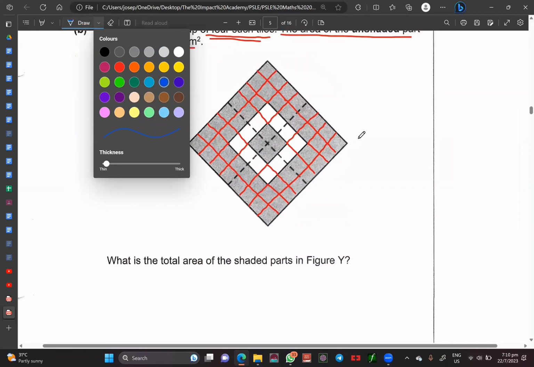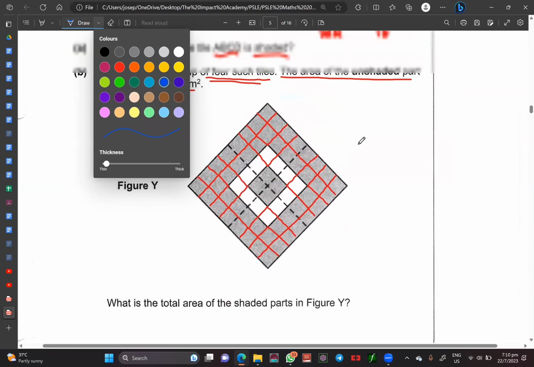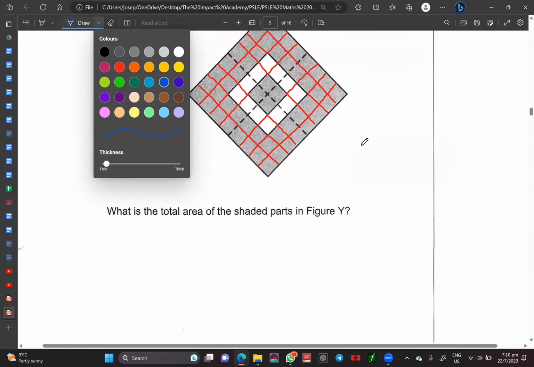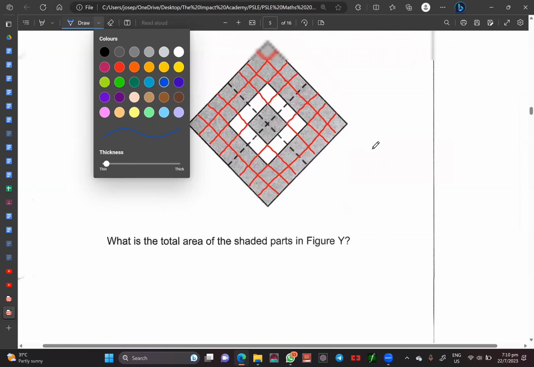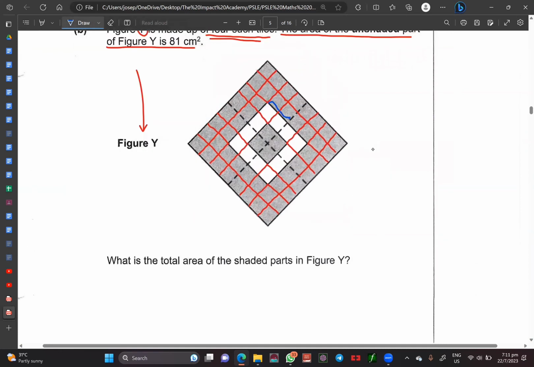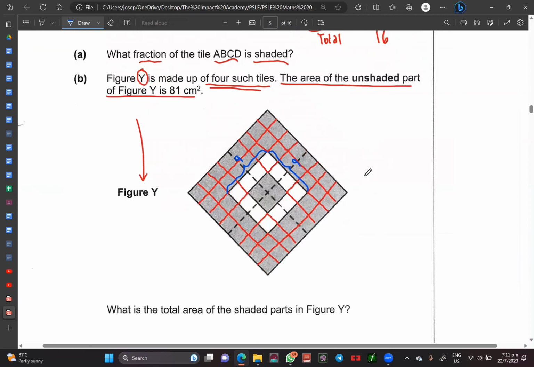So what I want to do first, of course, since I know this is a square, I can actually find the measurements. What I can confidently do is that whatever that is from here all the way to here is 9. Why is that so? Because that is the area of the unshaded part, because 9 times 9 gives me 81.